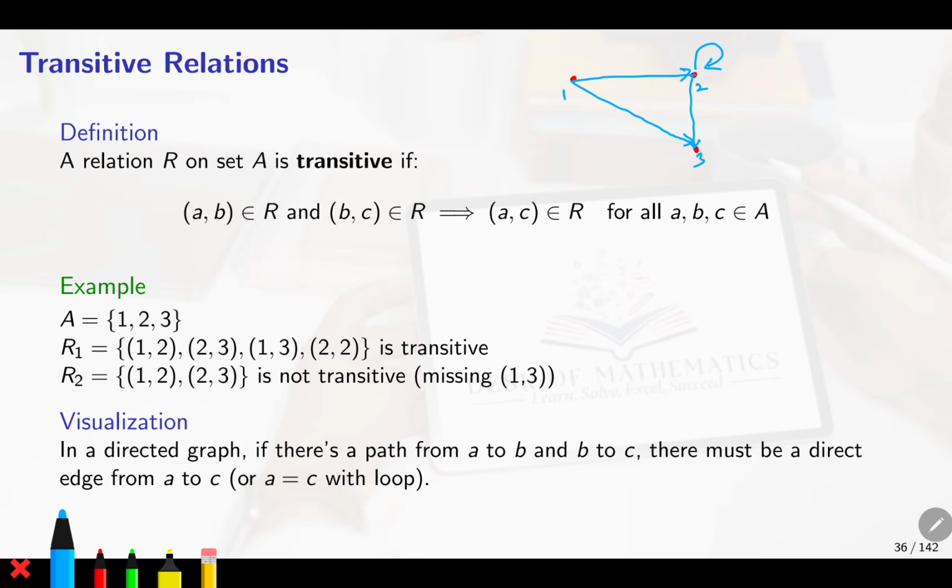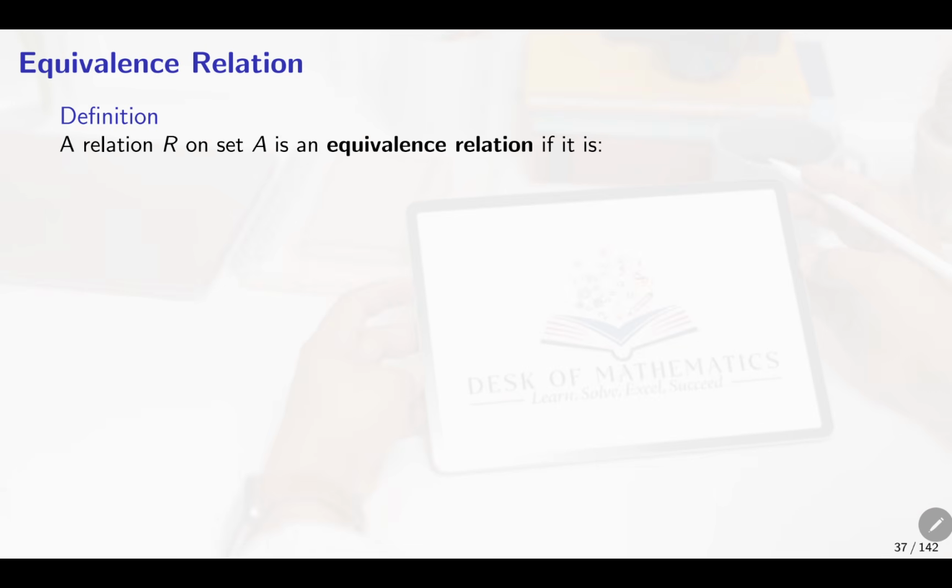Okay, now this is R2, sorry, R2, with 1, 2 and 3. Let's draw the graph. 1 is related to 2, 2 is related to 3, but 3 is not related to 1, there is no loop, so that means the path is not from 3 to 1, so this is not transitive.